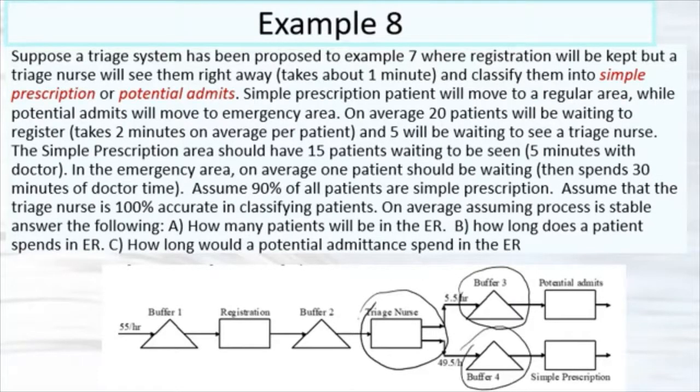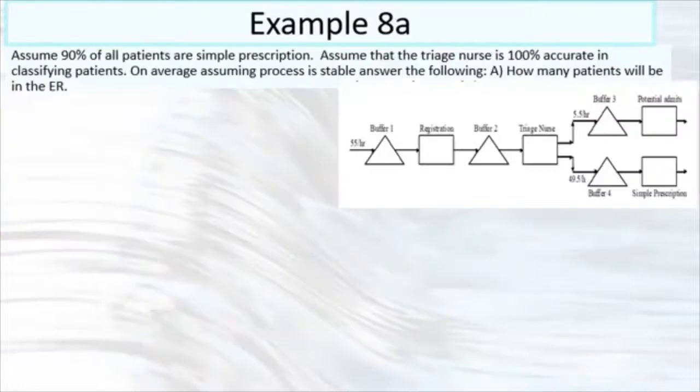Then the doctor sees the potential admits, knowing that they are potential admits, and then the doctor sees the simple prescription, knowing that they are simple prescriptions. So the process map is going to change a little bit. But the overall procedure is the same: we're still looking at stages and calculating the inventory or time for each stage, depending on what the question is asking. So how many patients will be in the ER? They're asking for inventory.